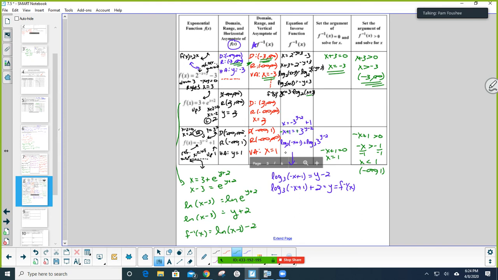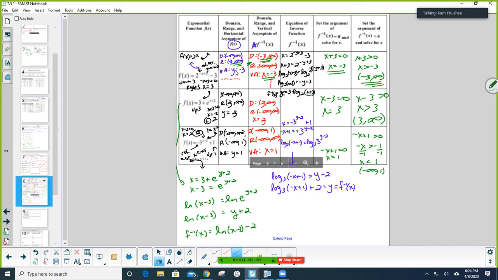So now set the argument. Our argument is x minus 3. X equals 3, and this guy matches that guy, which it's supposed to do. And then I take the argument and say it's greater than 0. X has to be greater than 3. So then I'm going to go from 3 to infinity. This is inequality form, and this is interval form. This matches my domain, which matches my range.